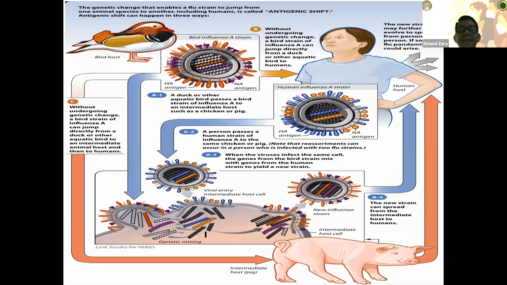Okay, so this is your antigenic shifting from flu coming from the duck or bird. Okay, so there will be genetic reassortment. So this genetic reassortment may go into pig. So magkakaroon ulit ng genetic reassortment sa pig. Ginamit niya yung pig. Okay, and this pig may transfer the virus, the new virus strain, to human. Yeah. So the new strain may further evolve to spread from person to person, and a pandemic could arise. So kindly read over this one.